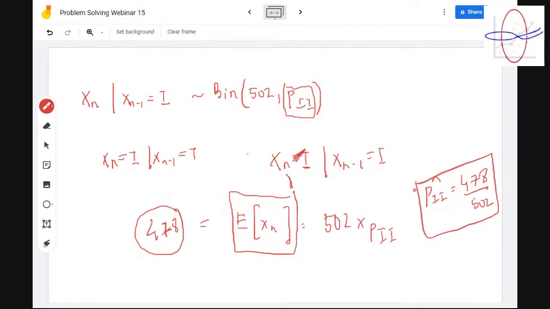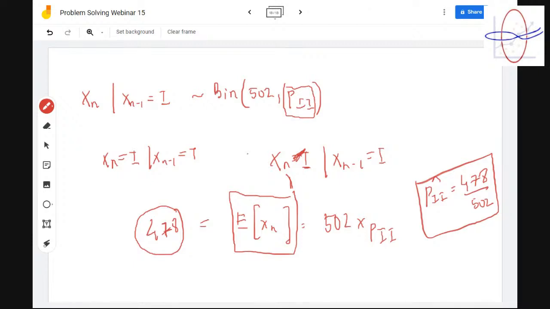So can you tell me what is the value of PII? Calculate it and tell me. 0.952. Good. Let's check the actual data that they have published.